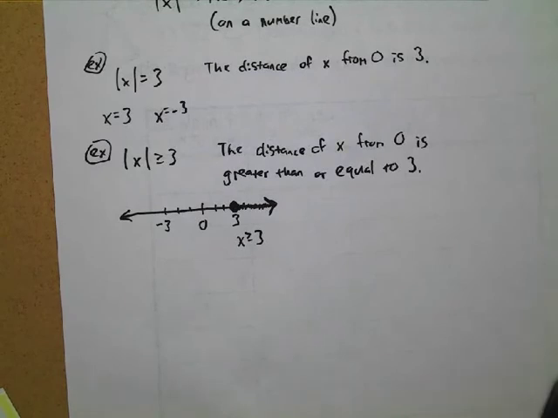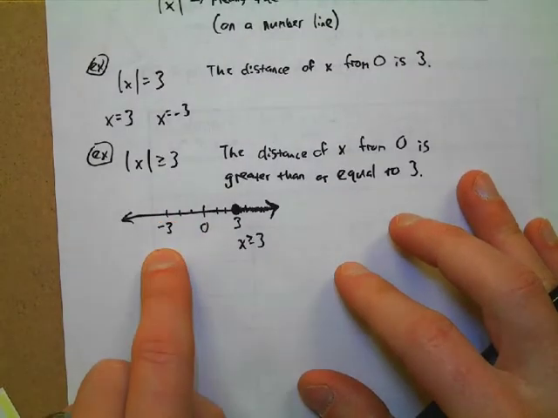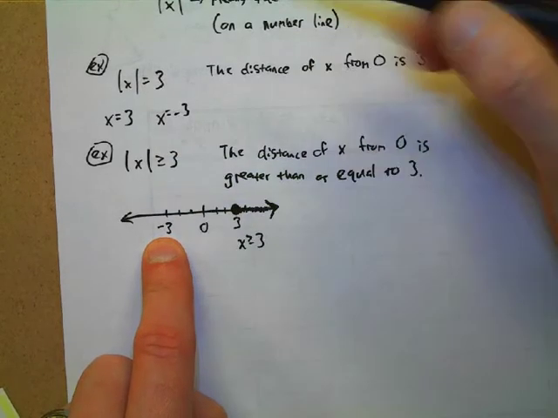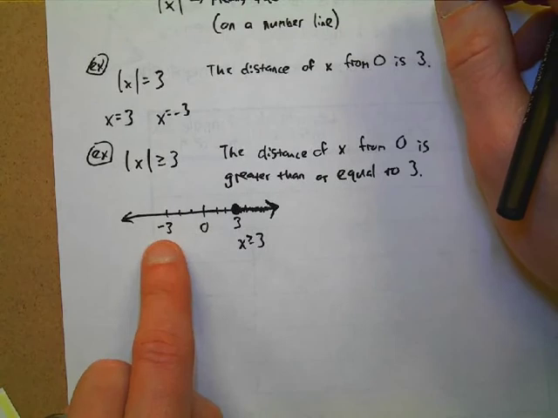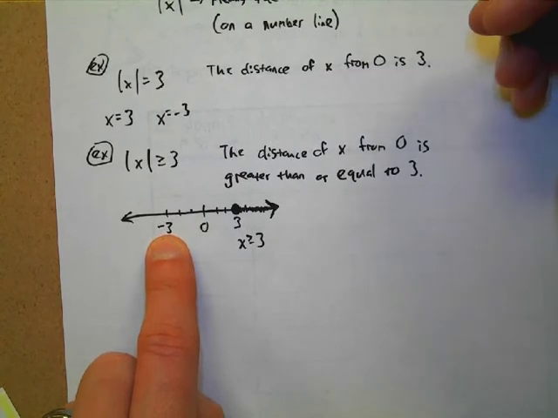But we're not done yet because we can also go 3 away in this direction, to negative 3. If I go 3 away in this direction, I am now 3 away right here. If I want to be more than 3 away, which way should I go from here?